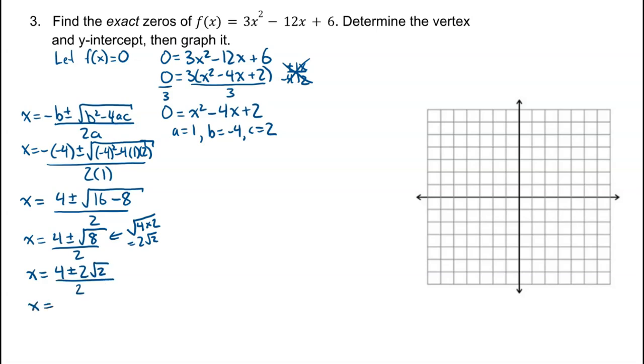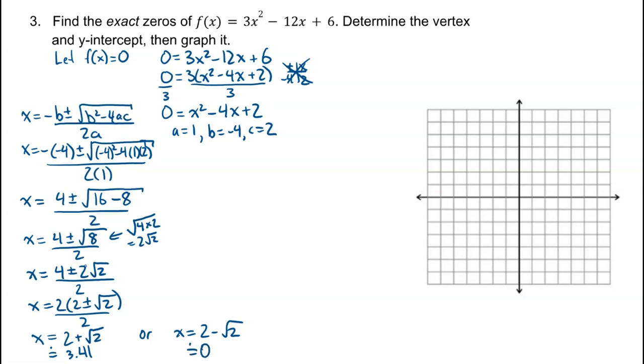Now, in order to get it so it's not a fraction, I'm going to common factor a 2 out of the numerator here. So taking out a 2, we get 2 plus or minus 1 times root 2, which you don't need to write the 1 there. And now you can see that the 2 over 2 will cancel out. And so we just get what's in the brackets, which gives me 2 plus root 2 or 2 minus root 2. Now that is your exact zeros, but that's not helpful in order to graph it.